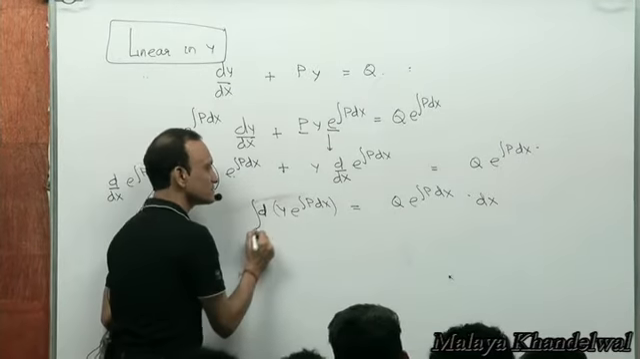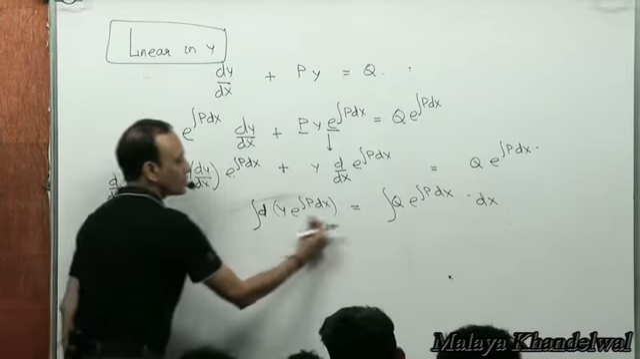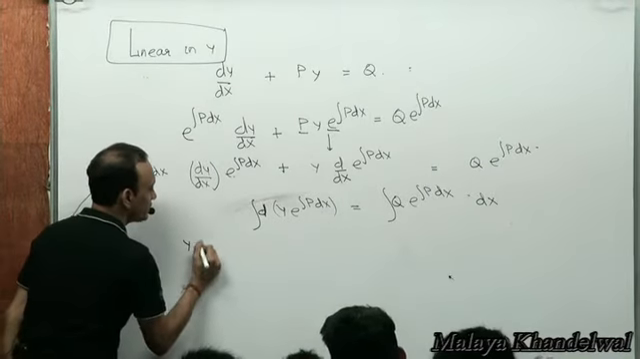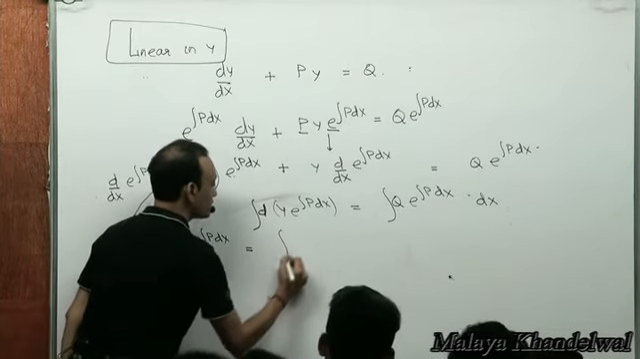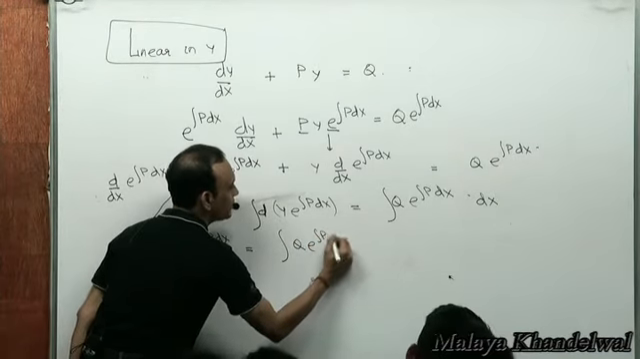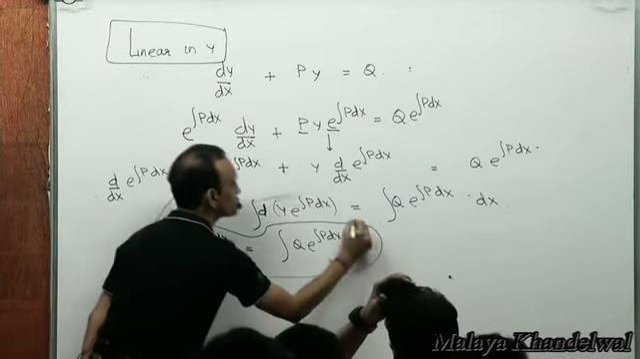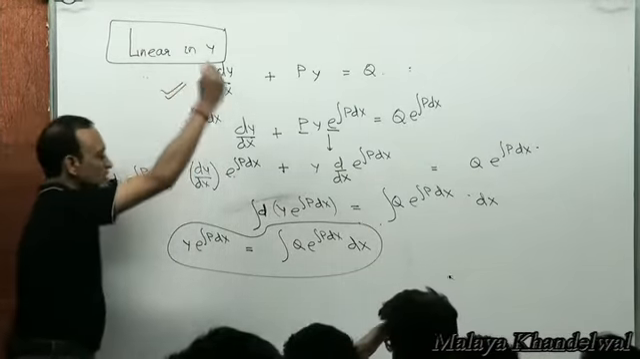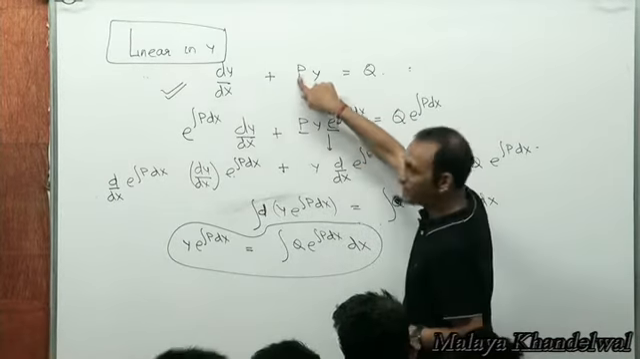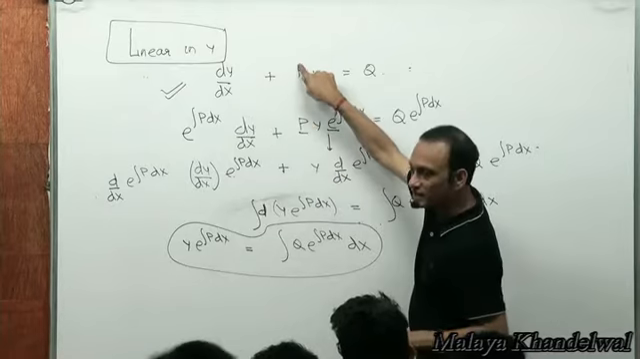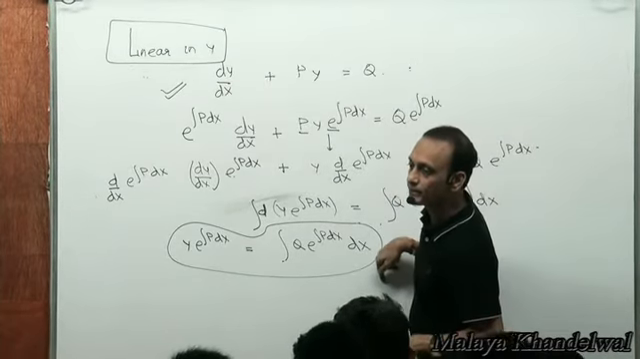Integrate both sides. This would be y e power integral p dx equal to integral q e power integral p dx dx. This will be the solution to this differential equation. Linear in y: y e power integral p dx is integral q e power integral p dx dx.